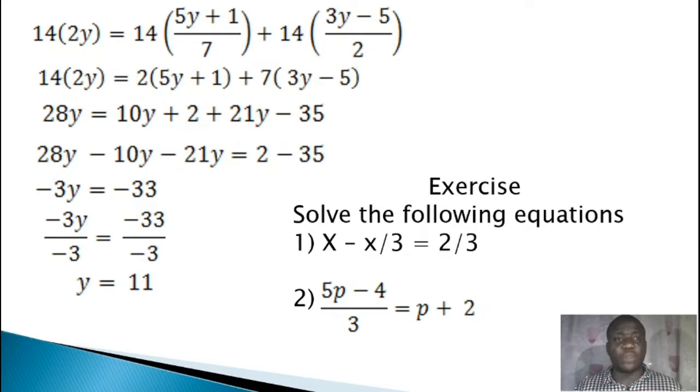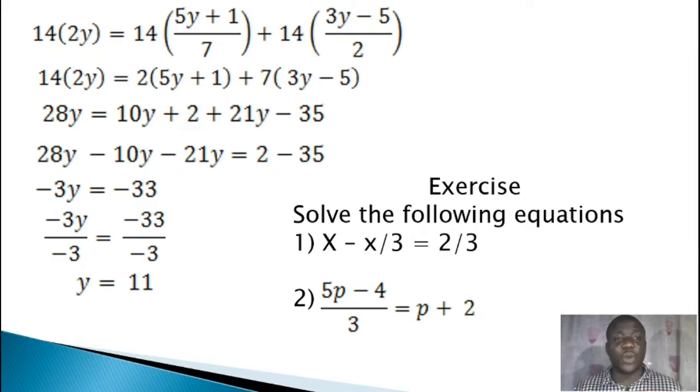I know you've done something like expansion previously. Expansion means that you are using every item outside the bracket to multiply each term inside the bracket. So 14 times 2 gives us 28, where we have 28y is equal to 5y times 2 gives us 10y. Then 1 times 2 gives us 2. Then 7 times 3y will give us 21y. Minus 5 times 7 will give us minus 35.